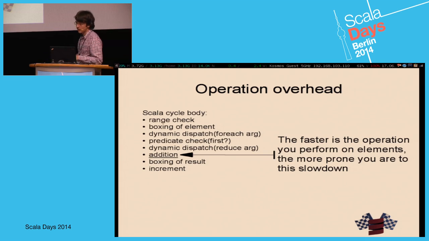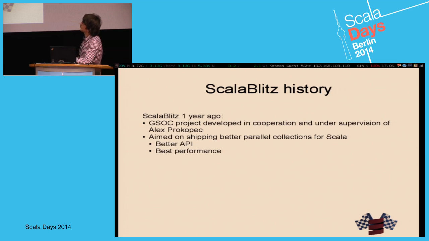So once again, coming back to the point I wanted to make: the faster the operation you're going to perform on the element, the more prone you are to this speedup. So in case you're trying to perform an operation that requires only a small amount of work for every element of a collection, Scala collections are actually not that good for that task. So let's try to improve it in this case.